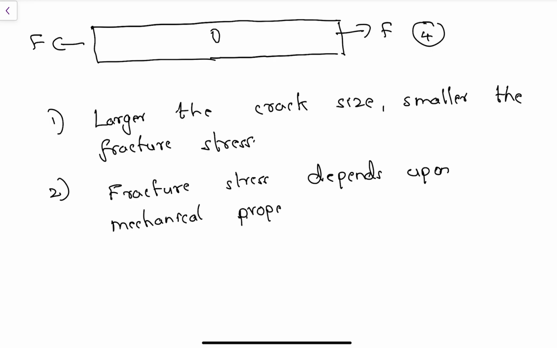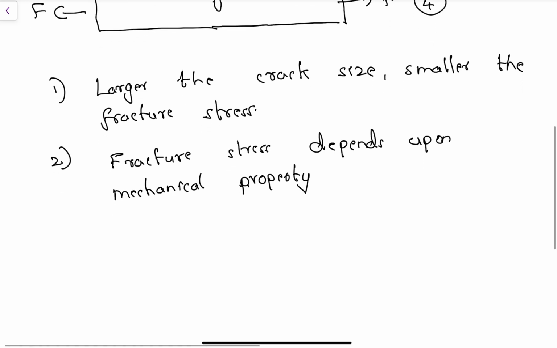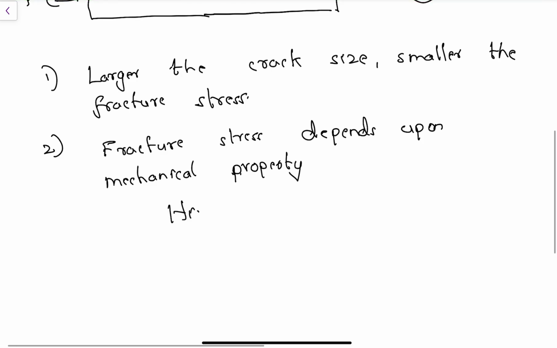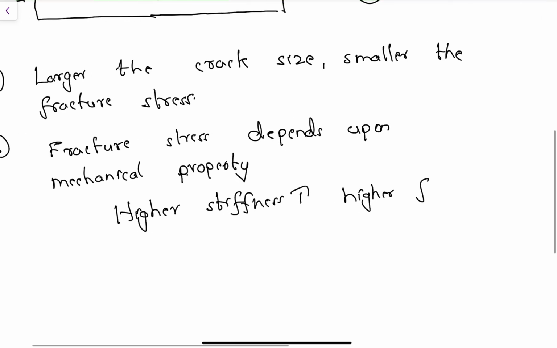That means the property of the material is very important. So that means higher stiffness, higher fracture stress. If you compare A4 paper and a cardboard paper, the cardboard paper will have a higher fracture stress. It is much more difficult to break the cardboard paper.